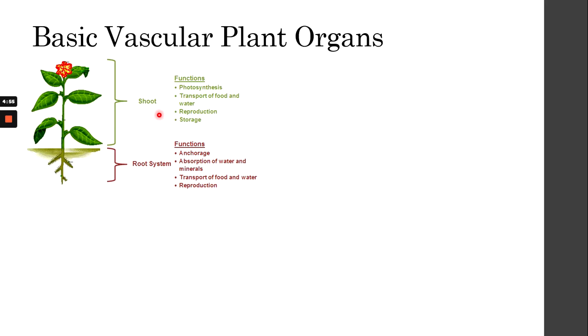Again, when I mention the shoot, I'm talking about the portion of the plant that you see above the ground. And if I'm talking about the root system, I'm talking about the parts of the plant that are underneath the ground. As for the shoot system of the plant, the main functions include photosynthesis, transportation of food and water, reproduction, and storage. You can find the parts of the plant that use photosynthesis to create sugars and food for the plant on the leaves, in the green coloring of the leaves, which is the chlorophyll.